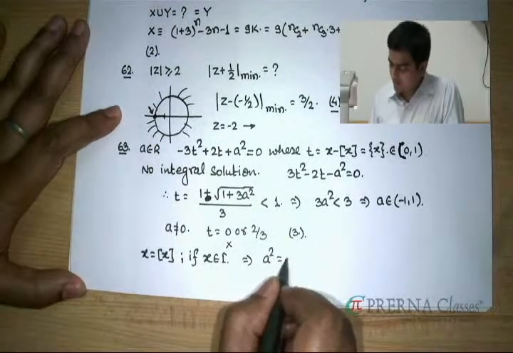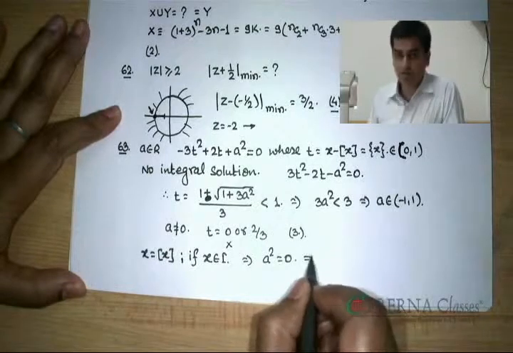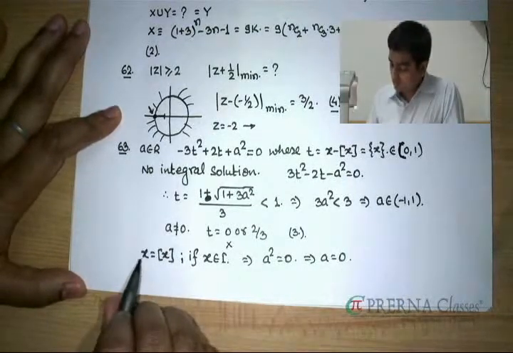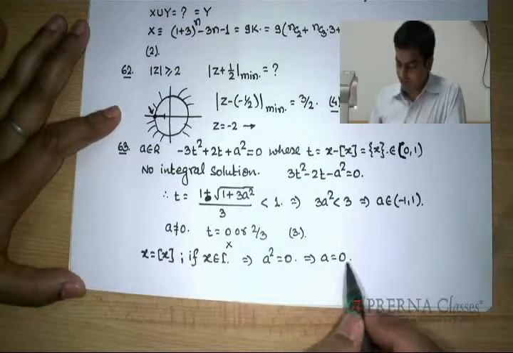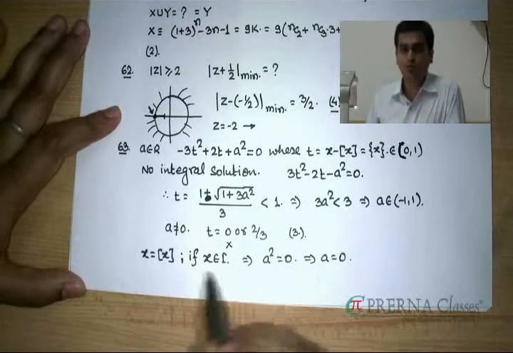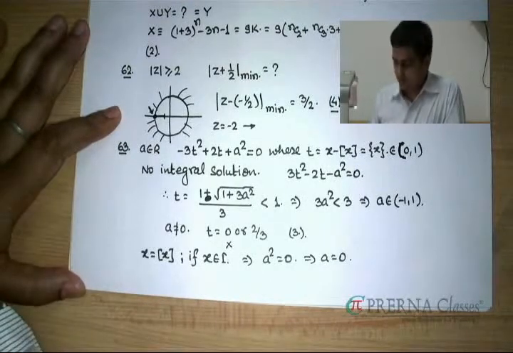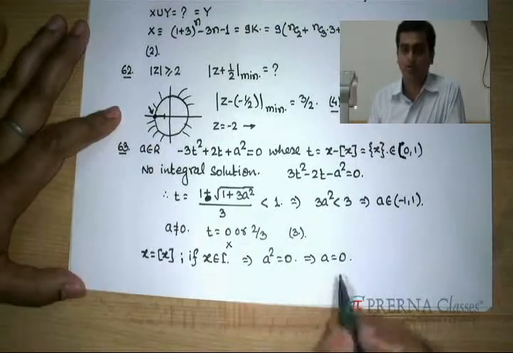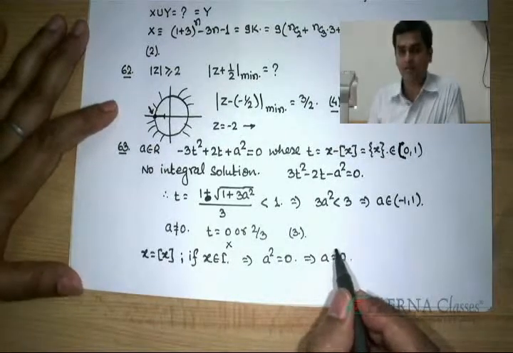And when x is an integer, you can clearly check that the equation simplifies to a square equal to 0, which implies a equal to 0 is the only case which corresponds to an integral solution. Then if I reject 0 from the set of real numbers, that is going to give you either a non-integral solution or no solution at all for that equation.